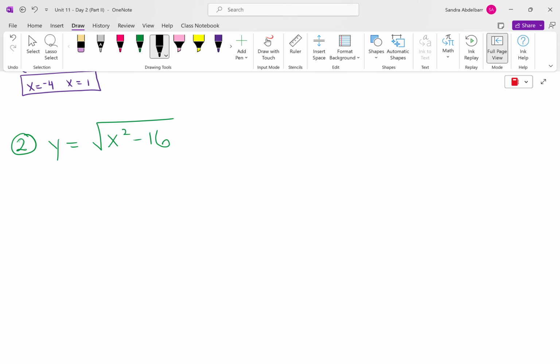So when we have a non-standard graph, where do we start? By finding what first? The domain. So let's find the domain. Our domain is restricted here because we have the radicals. So we know the radicand must be greater than or equal to 0. So we factor.